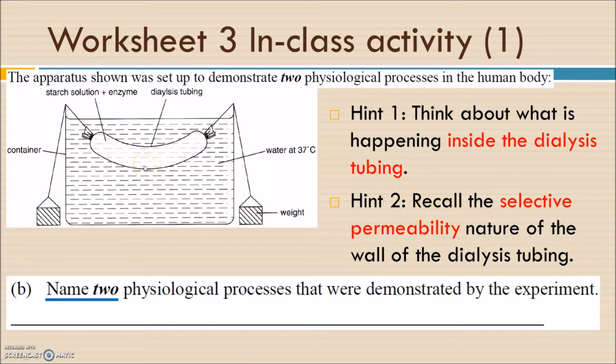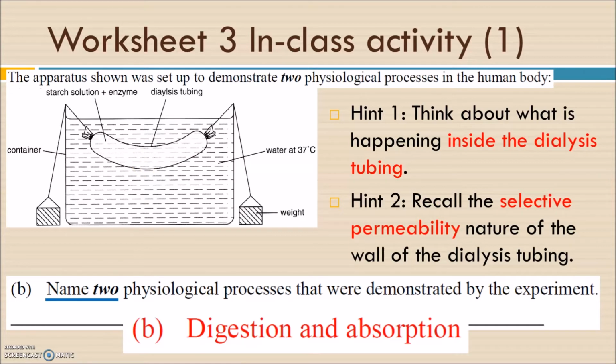So that's why it is absorption, because outside the digestive tubing there is water, and water actually represents the blood. Remember that? It's in part A. So the food passes through from the alimentary canal to our body fluid. So that's the definition of absorption.